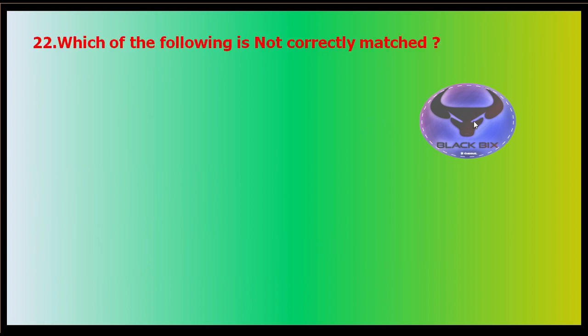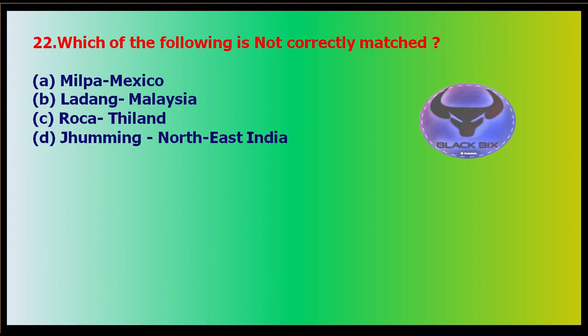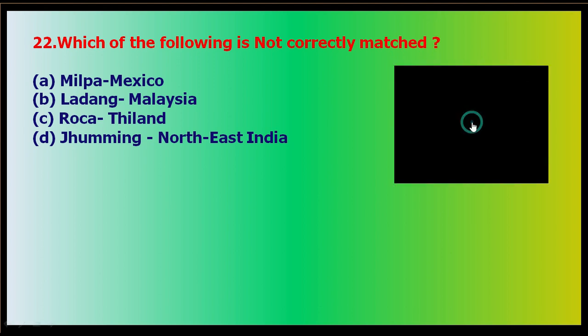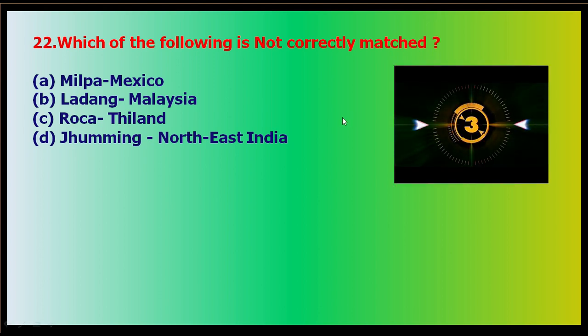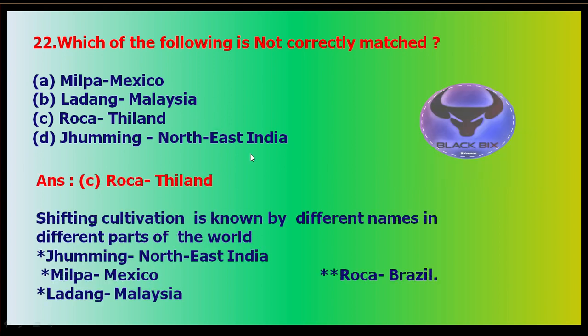Question number 22, you can see which of the following is not correctly matched again. So it's about slash and burn farming. Milpa, Mexico; Ladang in Malaysia; Roka in Thailand; and Jhuming in the northeast India, basically Nagaland, Manipur. The time starts now. Which one is not correctly matched? Time up. Your answer is Roka in Thailand, right?